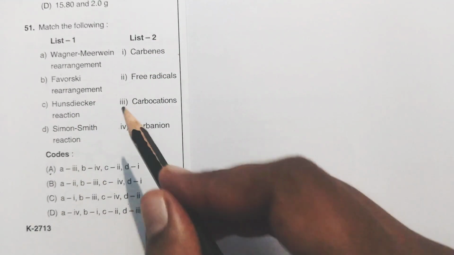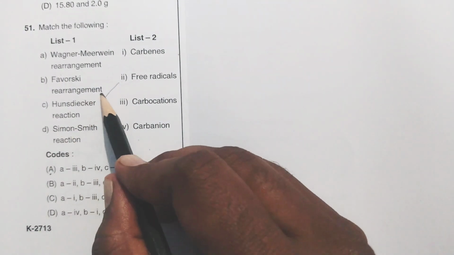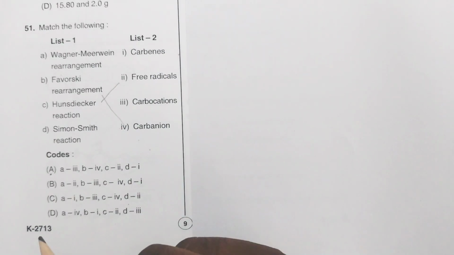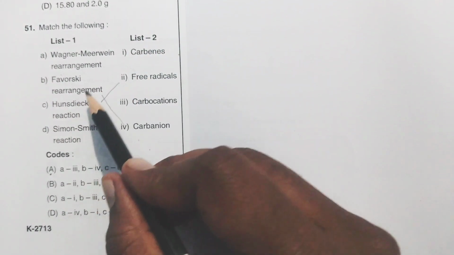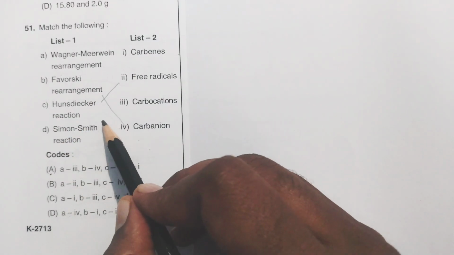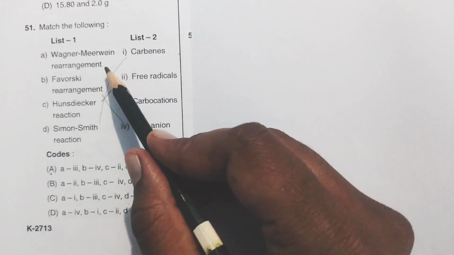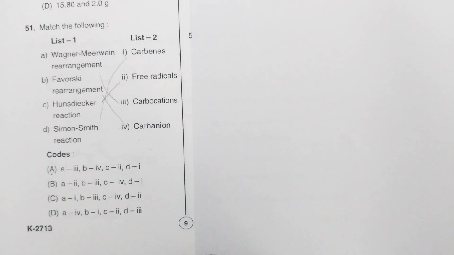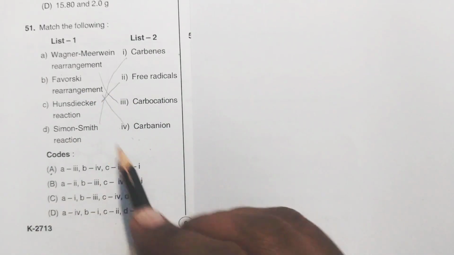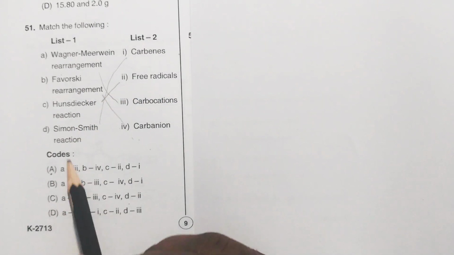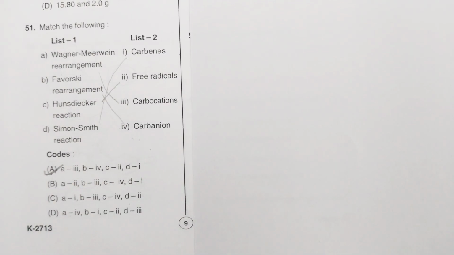Hunsdiecker reaction involves the formation of free radicals. Favorskii rearrangement involves the carbanion. These we have discussed in the reactive intermediates chapter, so I have taken these two first. And Simmons-Smith involves the formation of carbenes, and Wagner-Meerwein rearrangement involves the formation of carbocations. So A is 3, B is 4, C is 2 free radicals, and Simmons-Smith reaction involves the formation of carbenes. So option A is correct.